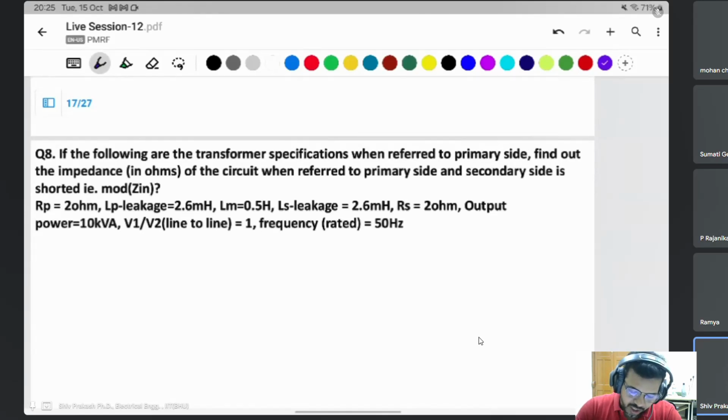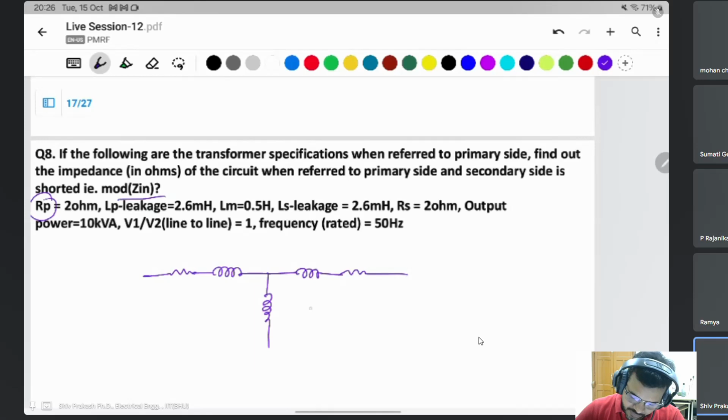If the following are the transformer specifications, when transferred to the primary side, find out the impedance in ohms of the circuit when referred to the primary side and the secondary side is shorted. It is asking about the transformer. Simple. Leakage is given, primary winding resistance is given, leakage inductance is given, and refer to the primary side. It's a simple circuit.